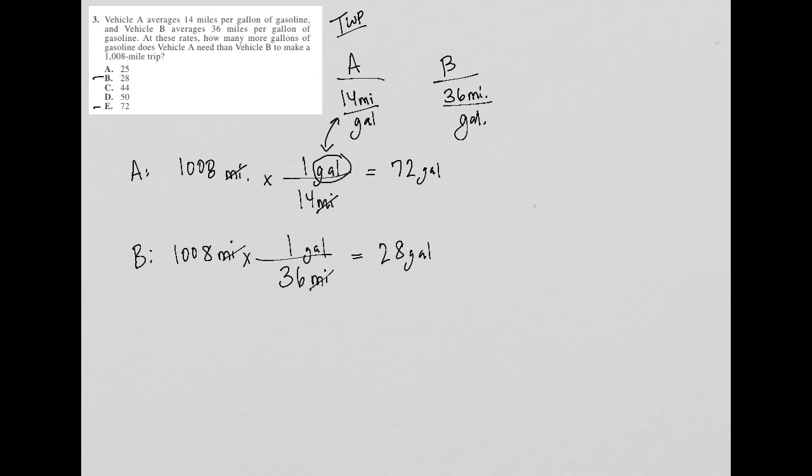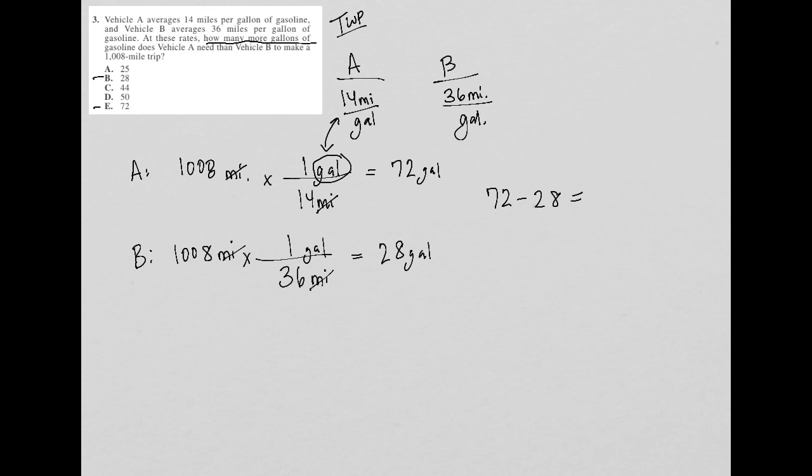And let's just make sure I understand what the question's asking, because I do see 72 here and I see 28. So this is one of the ways in which the test tries to trick your mind. So I want to pay attention to what am I actually trying to find? How many more gallons of gasoline does vehicle A need? Okay, well, that just means I'm going to take the difference between 72 and 28.